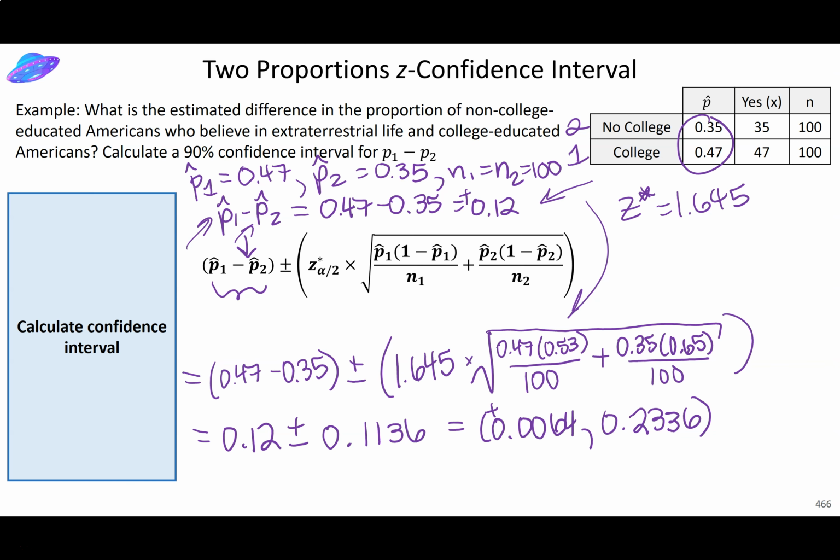So a couple of things to note. Both of these are positive. 0 is not in there. In fact, this entire interval is above 0. This kind of implies that the first group, so the college group, has a higher proportion of folks that believe in extraterrestrial life than the second group, at least based on this study here.